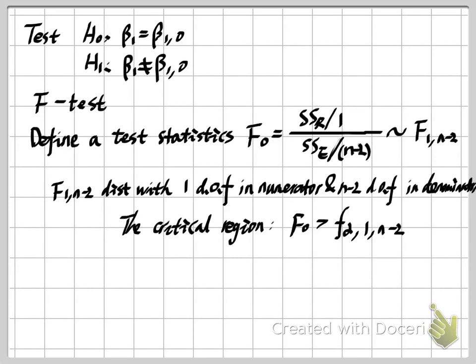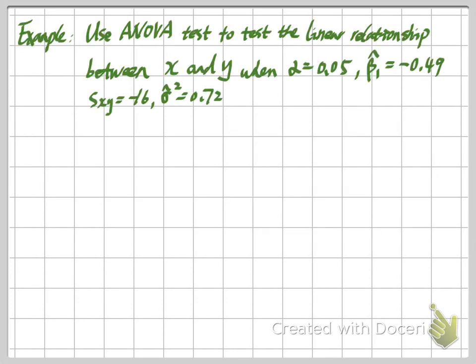Then let me give a quick example for this part. The question is: use the ANOVA test, or in other words, our F test, to check if there is a linear relationship between x and y for the given parameters alpha equal to 0.05, beta 1 hat equal to negative 0.59, and our S sub xy equal to negative 16.